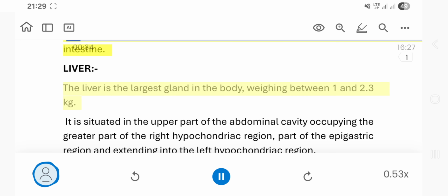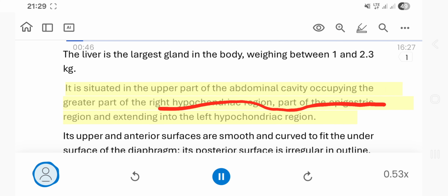Liver. The liver is the largest gland in the body, weighing between 1 and 2.3 kilograms. It is situated in the upper part of the abdominal cavity, occupying the greater part of the right hypochondriac region, part of the epigastric region, and extending into the left hypochondriac region.